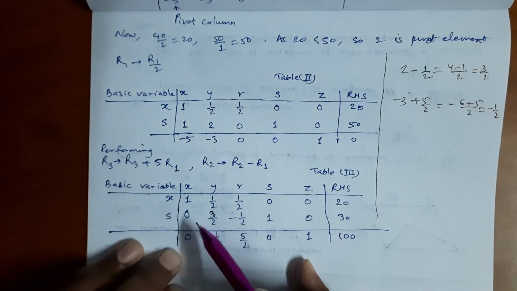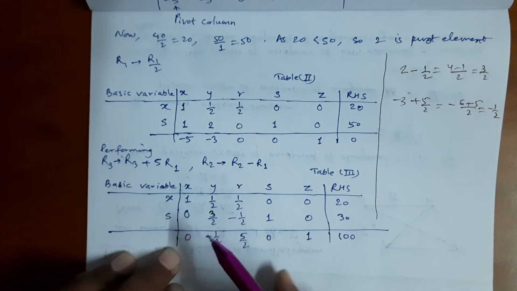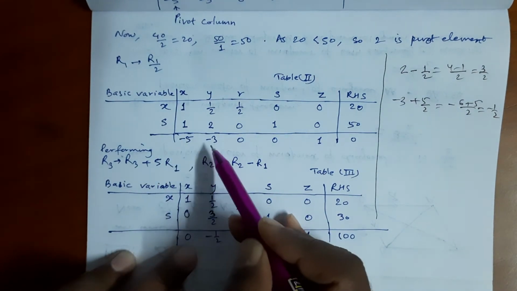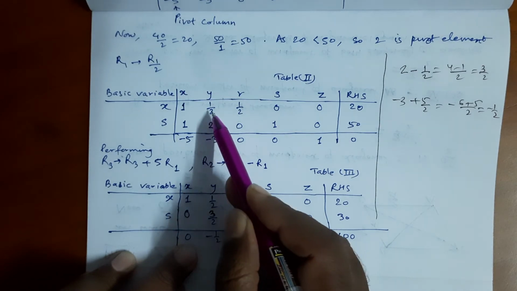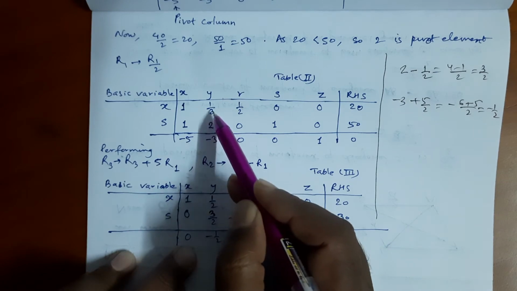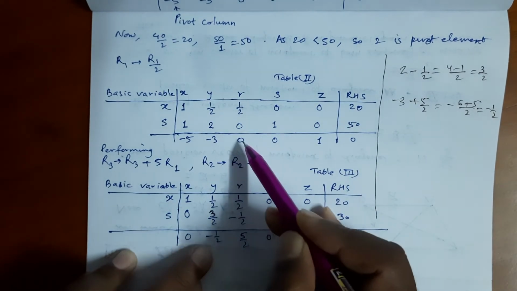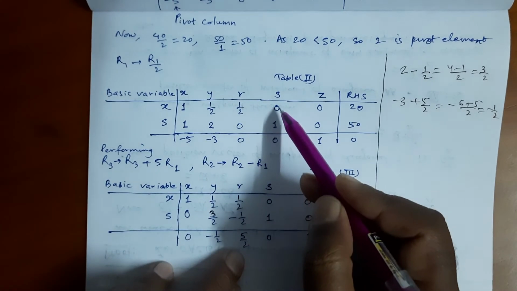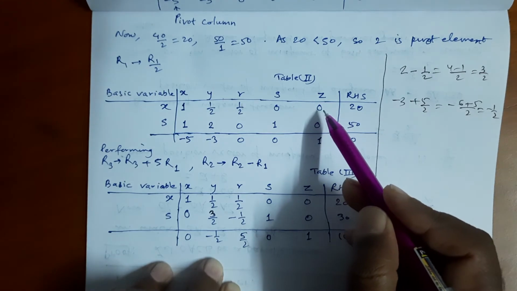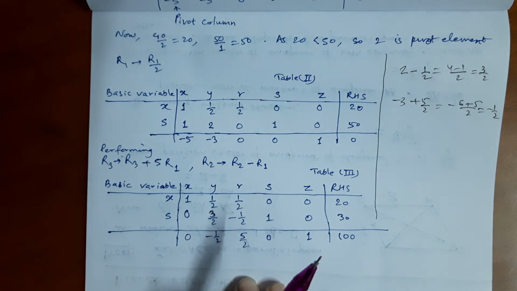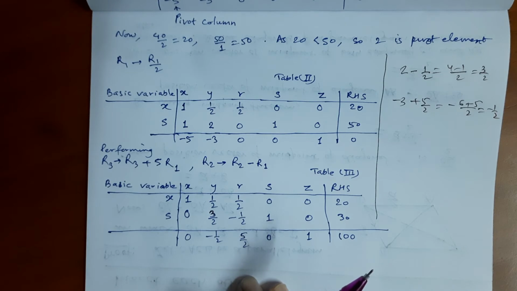Here minus 5 plus 5 times R1, it will be 0, and minus 3 plus 5 times 1 over 2, R3 plus 5 R1, it will be minus 1 over 2 here. 0 plus 5 times 1 over 2, that will be 5 over 2. 0 plus 5 times 0, 0. 1 plus 5 times 0, 1. 0 plus 5 times 20, 100. Okay, so we have got these elements in the bottom row.